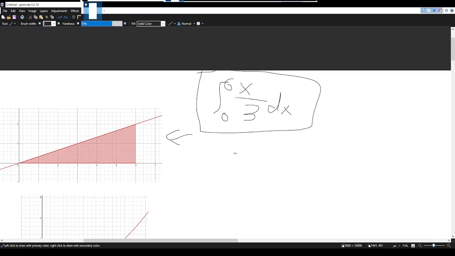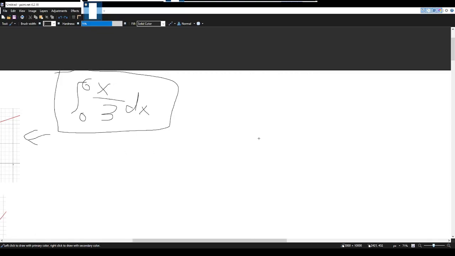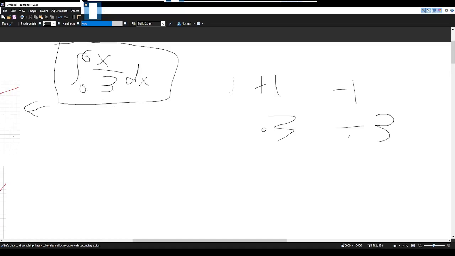It's the area. Another way we can think of an integral is as the reverse of a derivative. In the same way that exponentiation and logarithms are inverses, plus 1 versus minus 1, times 3 versus divided by 3, these are inverses. Same thing with integral and derivative.